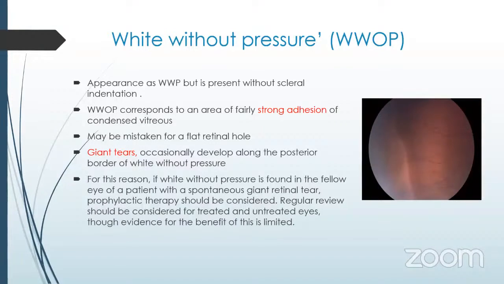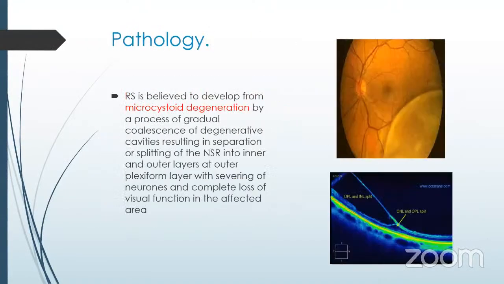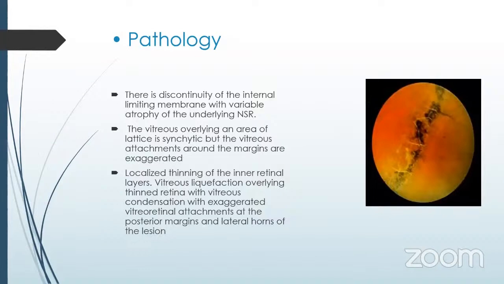Any other? Can you go over lattice again? With lattice, the most important thing to understand is its histopathology. Sir, it is a discontinuity of the internal limiting membrane, with variable atrophy of the underlying neurosensory retina, sclerosed vessels, and the overlying vitreous is usually liquefied. Histopathologically, in the peripheral part, the posterior hyaloid or the fibers in the peripheral vitreous are pathologically connected to the inner layers of the retina.